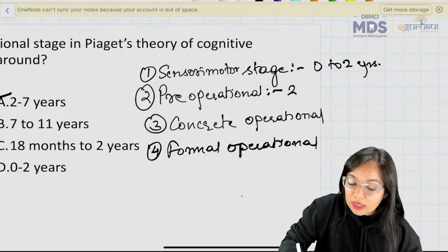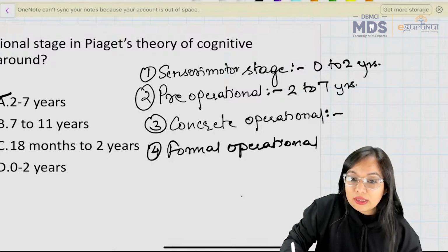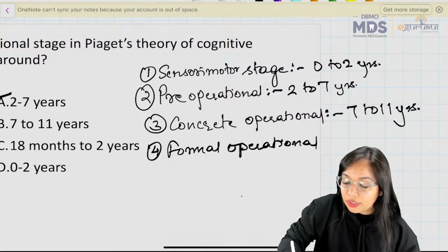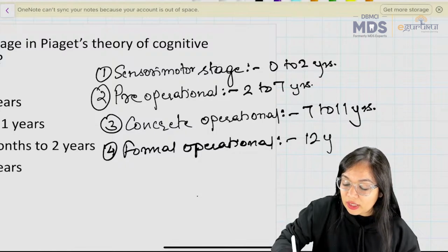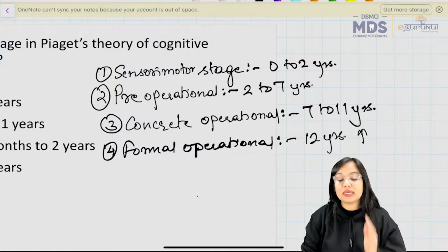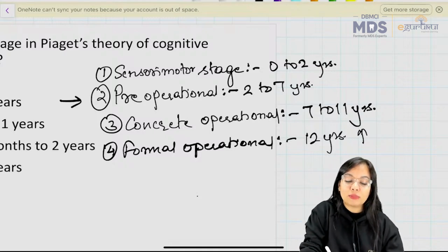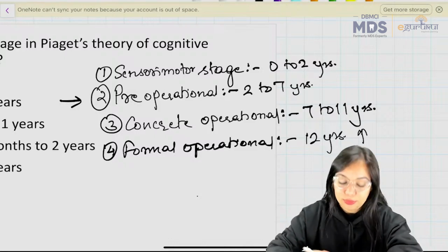Then we have pre-operational, that is 2 to 7 years. Then there is 7 to 11 years, concrete operational, and formal operational, which is 12 years and above. So these are the 4 different stages that are present in Jean Piaget's theory, and they've asked us about the pre-operational stage, which is 2 to 7 years of age.